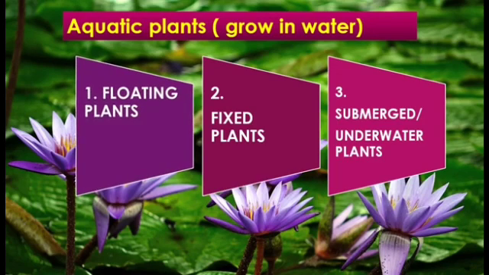The first one is the floating plants. These plants float on the water. The second one is the fixed plants. Now, the fixed plants have their root fixed to the muddy soil of the pond. The last one is the submerged or the underwater plants. These plants are completely inside the water.